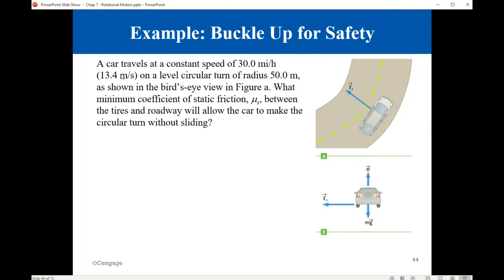Example: a car travels at a constant speed of 30 miles per hour. When you convert, this is equivalent to 13.4 meters per second. So the car travels at constant speed on a level circular turn of radius 50 meters, as shown in the bird's eye view in figure A here. What minimum coefficient of static friction, mu s, between the tires and roadway will allow the car to make the circular turn without sliding?